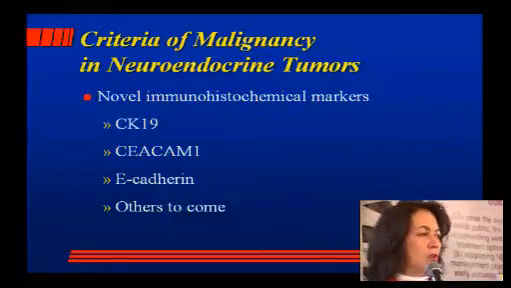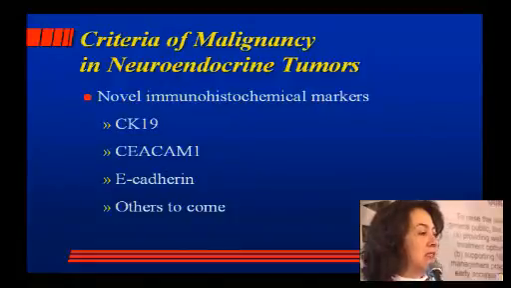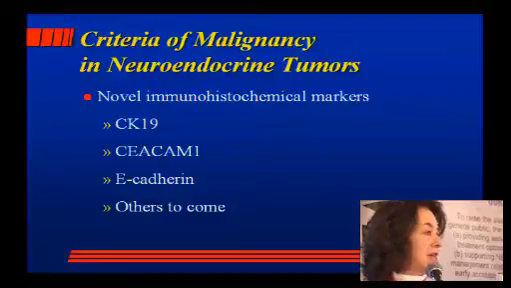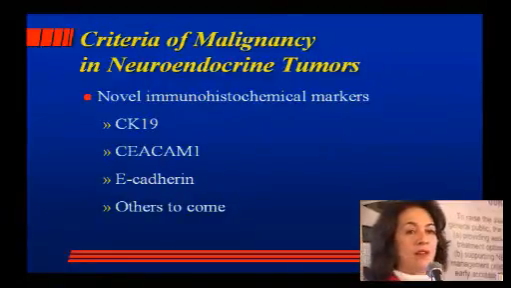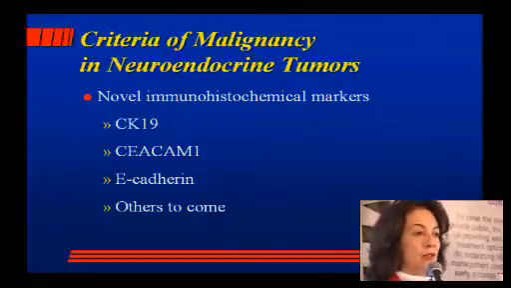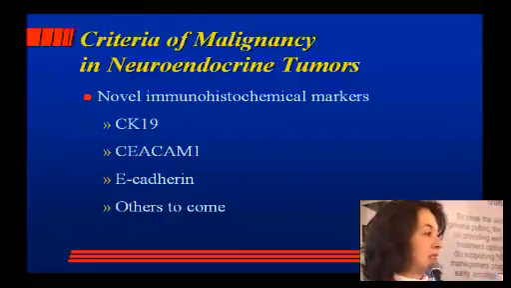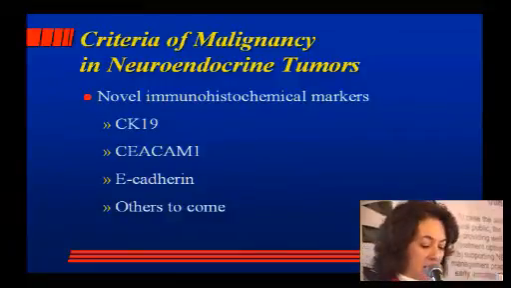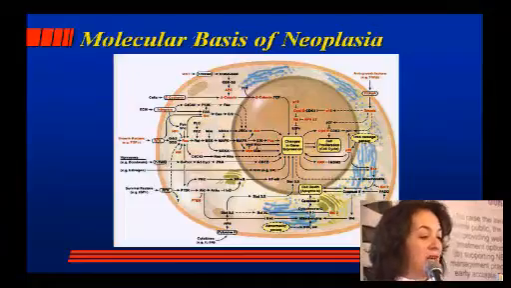We do have some other markers that are starting to be identified through pathologist studies, things like cytokeratin 19, CCAM1, E-cadherin. These are markers that a pathologist can do one of those brown and white stains on and say this neuroendocrine tumor is very likely to metastasize and that one is less likely to metastasize. And that's great. But we can't stop now. We have to keep going.